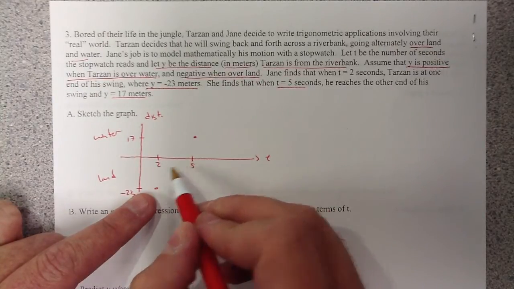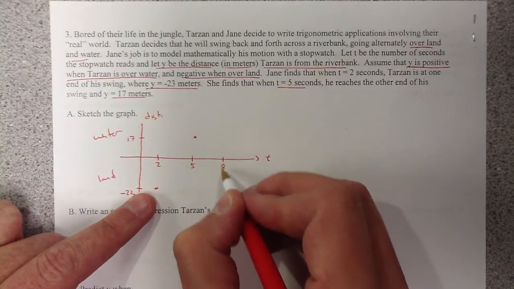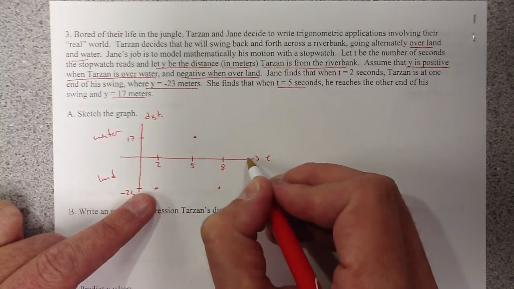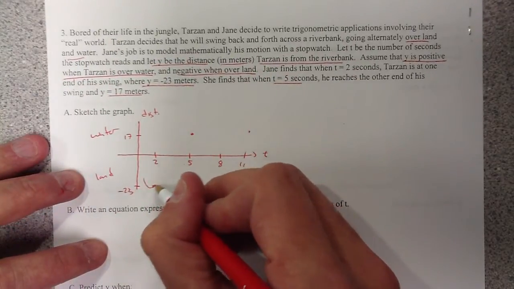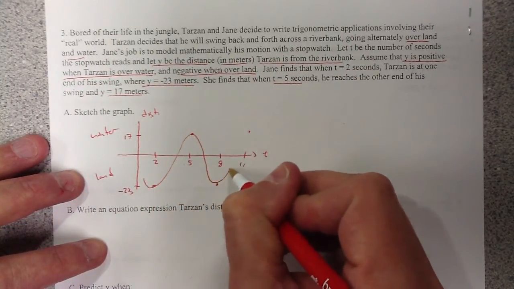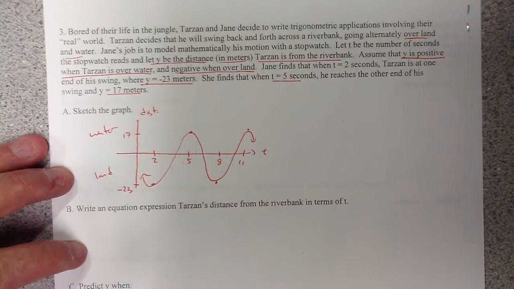So 3 seconds to go from one end to the other, another 3 seconds to go back. So at 8 seconds, he's going to be here at the bottom, and if you want to go 11 seconds, he's back at the top of the swing. So if we sketch our graph, we see our sinusoidal function, or pause this if you need to.